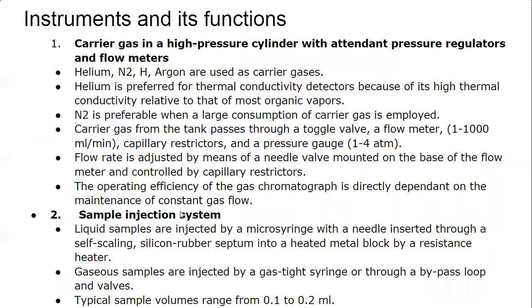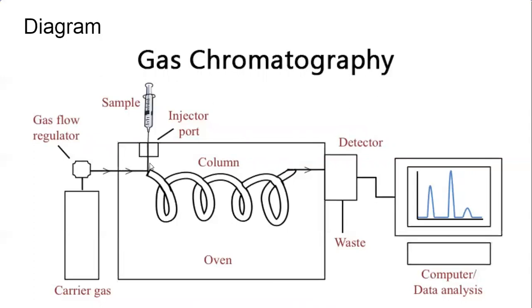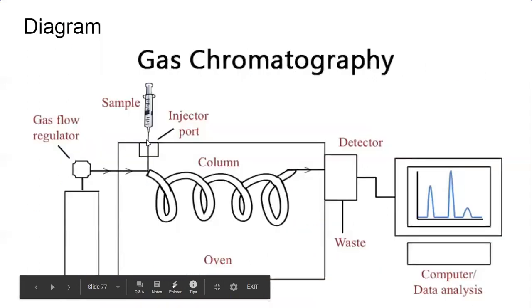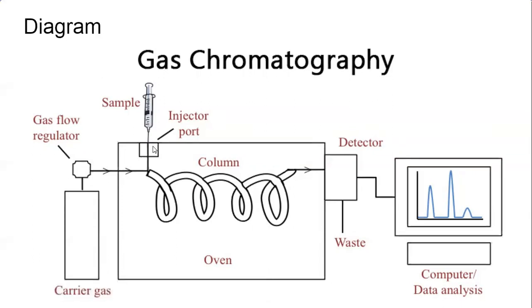Next, the sample injection system. This portion is known as the sample injection system. Okay, let's see. The liquid samples are injected by microsyringe with a needle inserted through a self-sealing silicone rubber septum into a heated metal block heated by a resistance heater. So this one is the syringe, and through this syringe we introduce the liquid state of components, and this is the heating chamber where we heat. When we heat this liquid, what happens? This liquid will be vaporized, and these vapors are introduced through this valve.